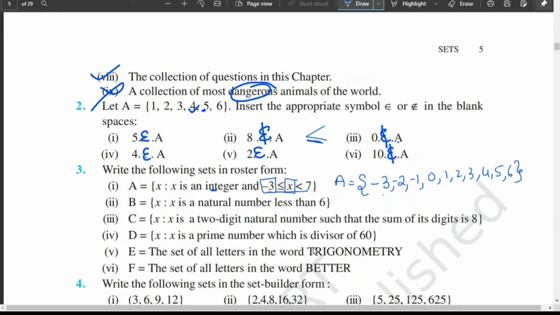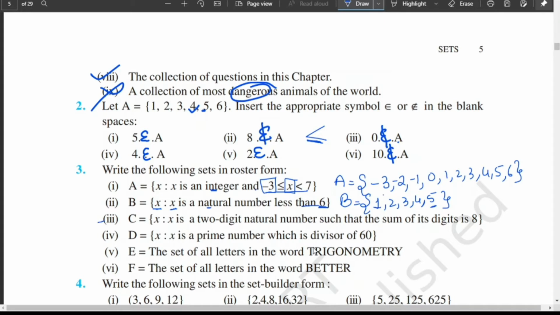Then B: X is such that X is a natural number less than 6. So B, same thing. It is natural numbers 1, 2, 3, 4, 5, closing the curly bracket, less than 6. So don't take 6, stop at 5.